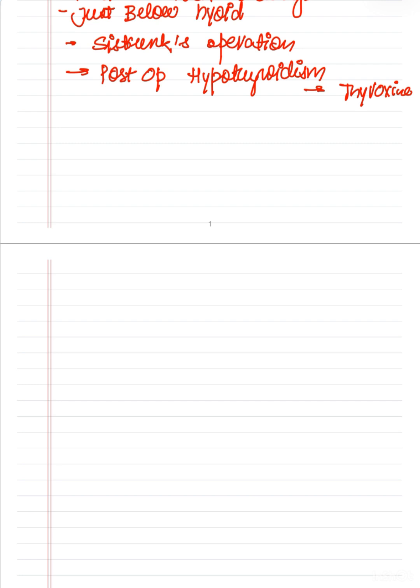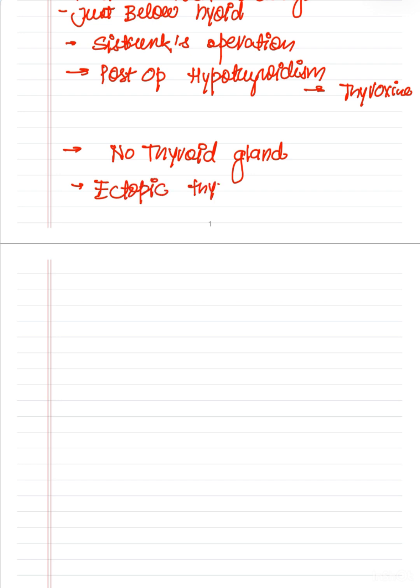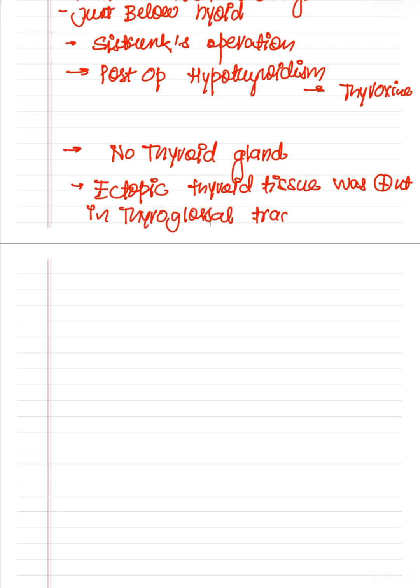So it means that there was no normal thyroid gland present, and the ectopic thyroid tissue was present in the thyroglossal tract, which was excised. So the thyroglossal cyst was having the only ectopic thyroid tissue, and that was excised.